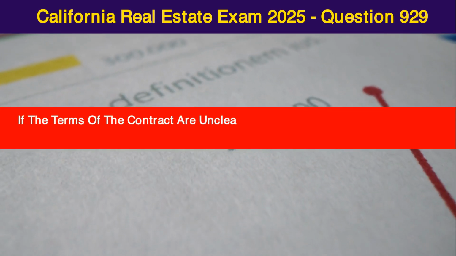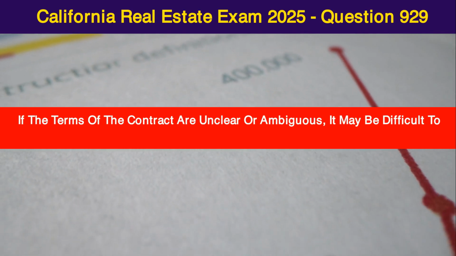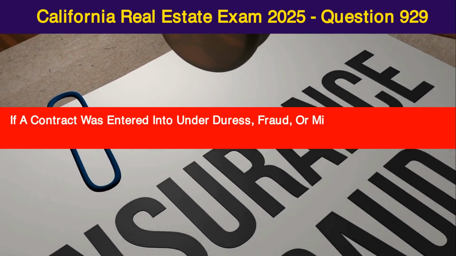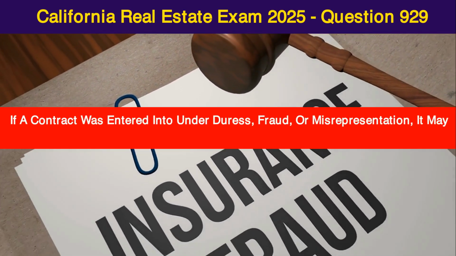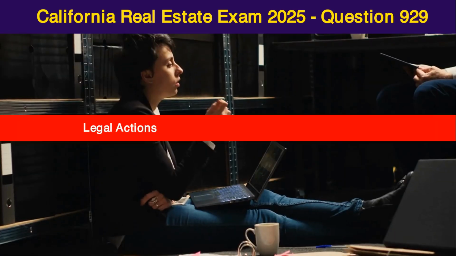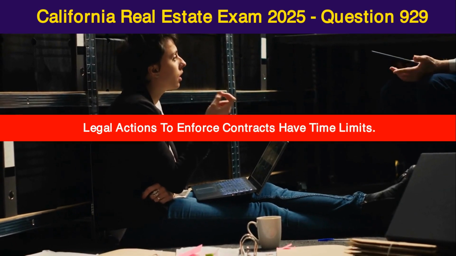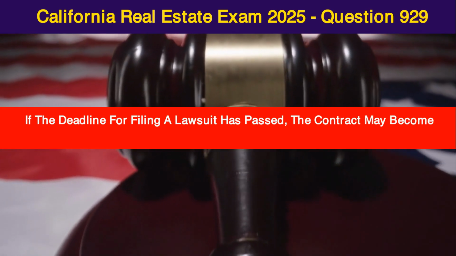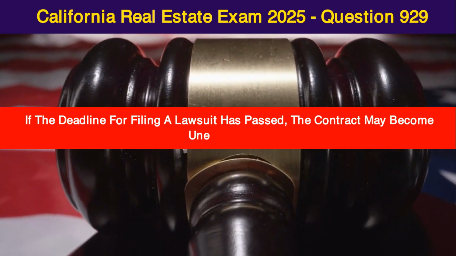If the terms of the contract are unclear or ambiguous, it may be difficult to enforce. If a contract was entered into under duress, fraud, or misrepresentation, it may be voidable by the other party. Legal actions to enforce contracts have time limits. If the deadline for filing a lawsuit has passed, the contract may become unenforceable.